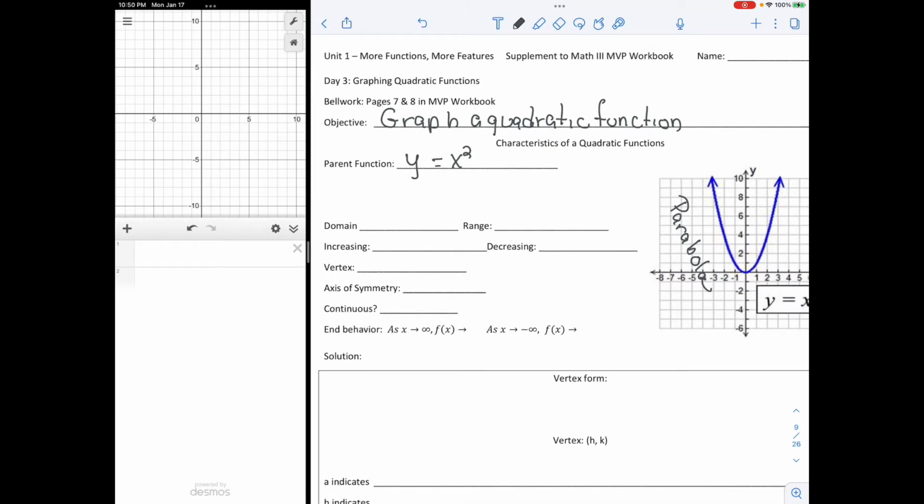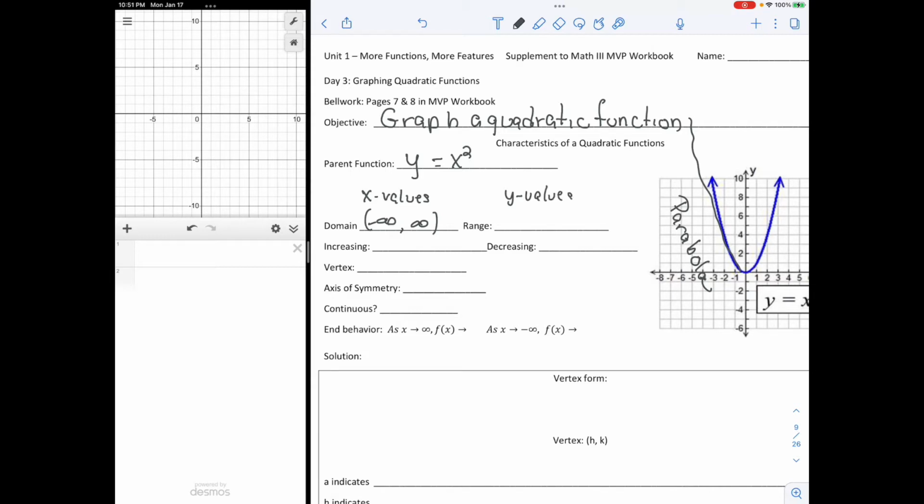Now the domain for all quadratic functions is negative infinity to infinity. And the domain is the possible x values. So if you notice, these x values will go on and on and on forever, and my x values are getting bigger and bigger and bigger, and I can put any x value I want into this function, and it would all work. It doesn't matter what that x value is, I can put it in there and it will work. So our domain defines our x values. The range defines our y values.